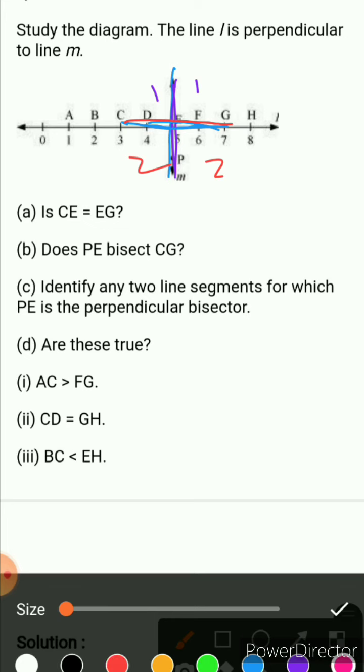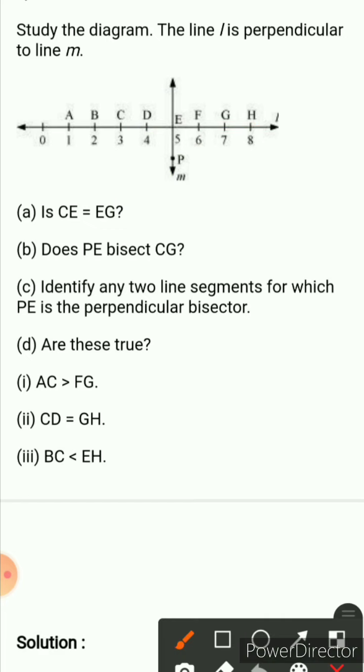And the third and last example is BH. क्लियर? जो आपकी PE लाइन है ये BH को 3 and 3 इक्वल पार्ट्स में डिवाइड कर रही है. क्लियर? सो आप क्या लिख सकते हैं? The first set of line segments is EF and another one is CG and the third is BH. क्लियर? आप इनमें से कोई सा भी लिख सकते हैं.